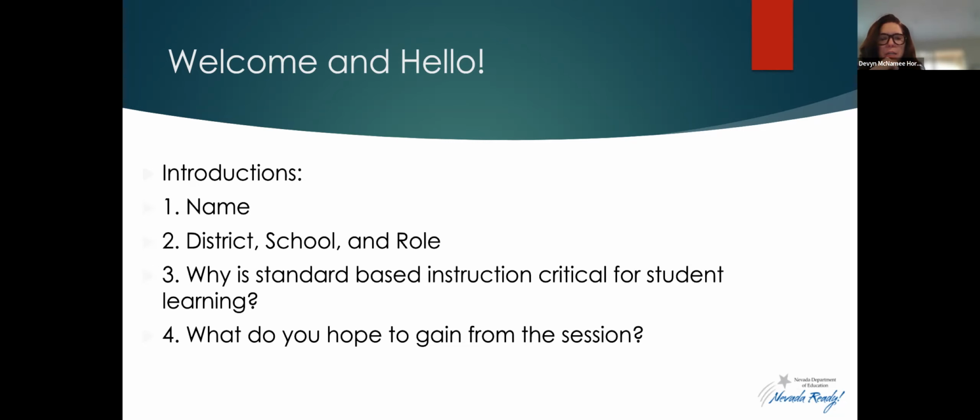And then what do I hope to gain? Some of our teachers at our school are struggling with this standards-based instruction and aligning things to standards. So I'm just hoping to gain ways to hopefully support them. And then I'll popcorn it to Heather.